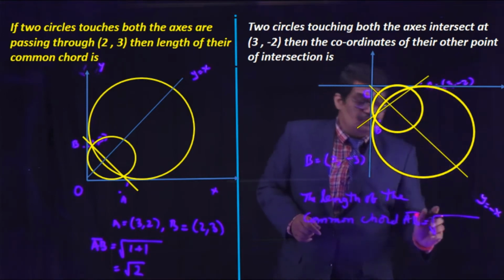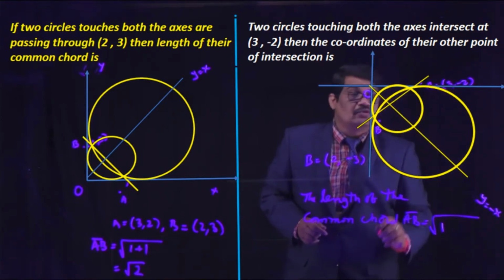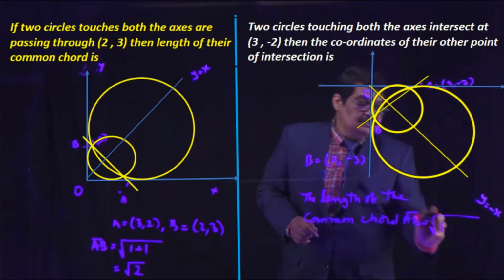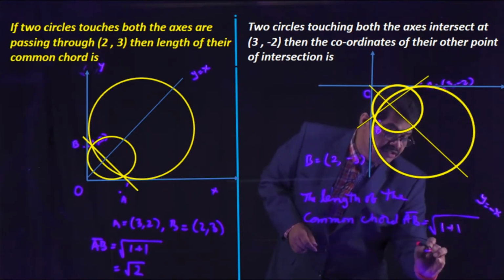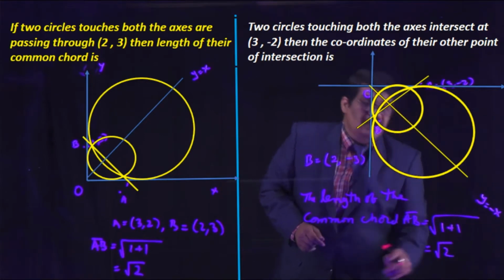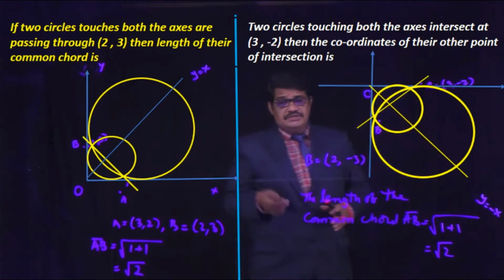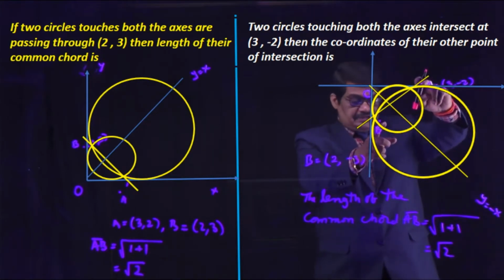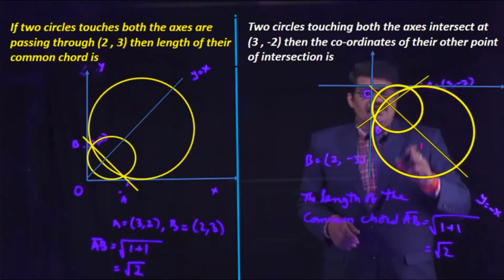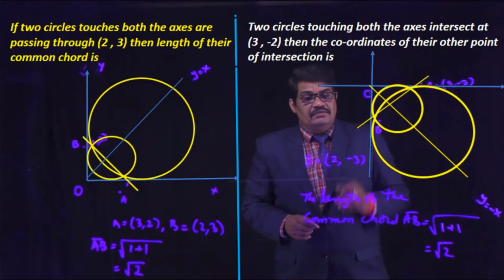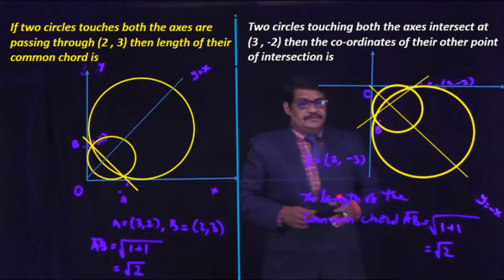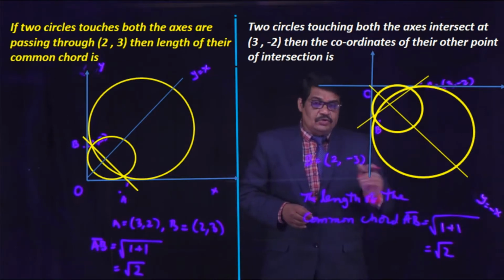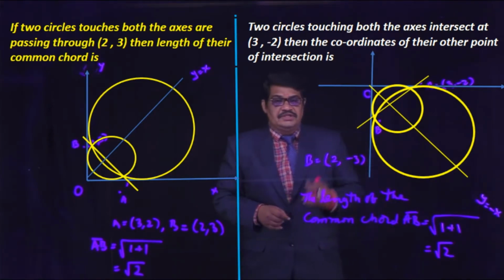So that is x2 minus x1, 3 minus 2, whole square, that is 1. Then -2 minus of -3, that is plus 1, also 1, and 1 squared is 1. The sum is 2, so the distance is root 2. The length of the common chord of these two circles, AB, is root 2. Okay, that is the answer.